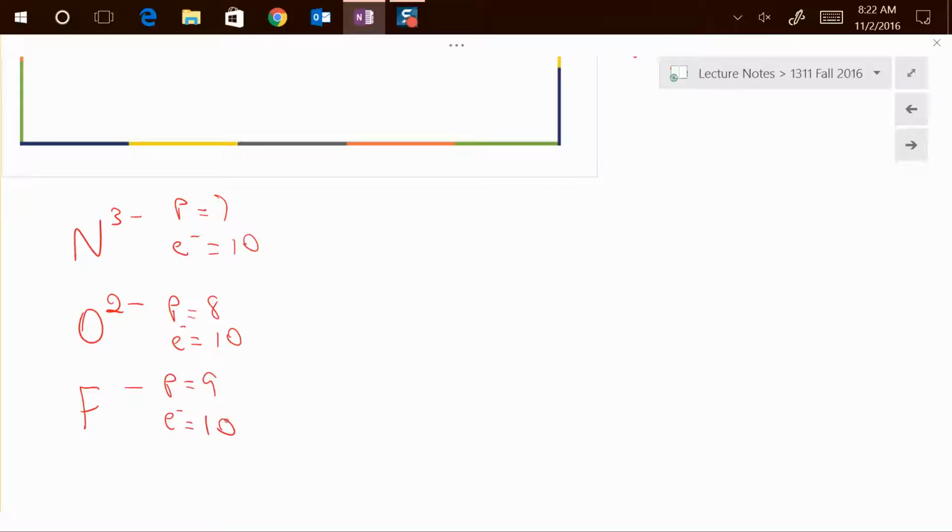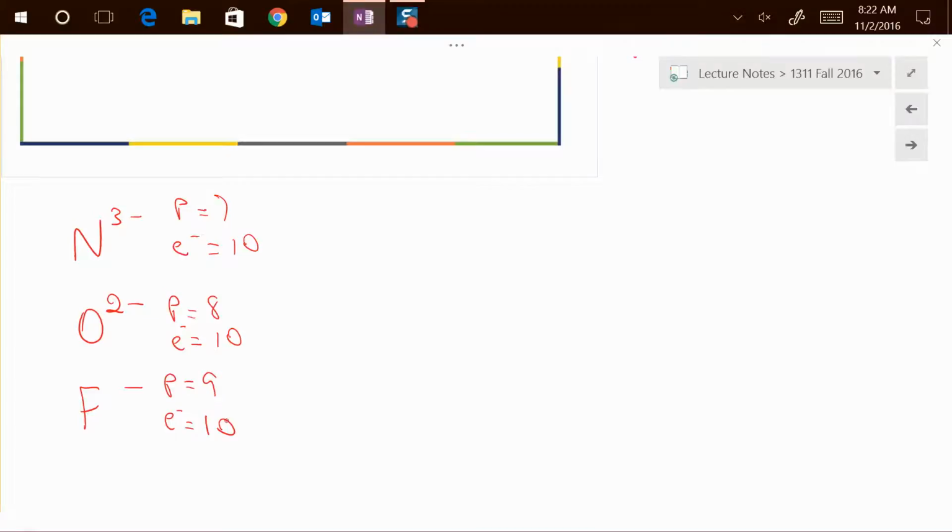So 7 protons, 10 electrons, that's going to be the biggest one. Right? Because the electrons are not as strongly attracted to the nucleus as they are with O2 minus or F minus. Okay? So this is what you should do. Label it, list it out like this, so you can see how many electrons and protons there are, and that will tell you which one's bigger. Okay? If it's an ion, that's what we look at.